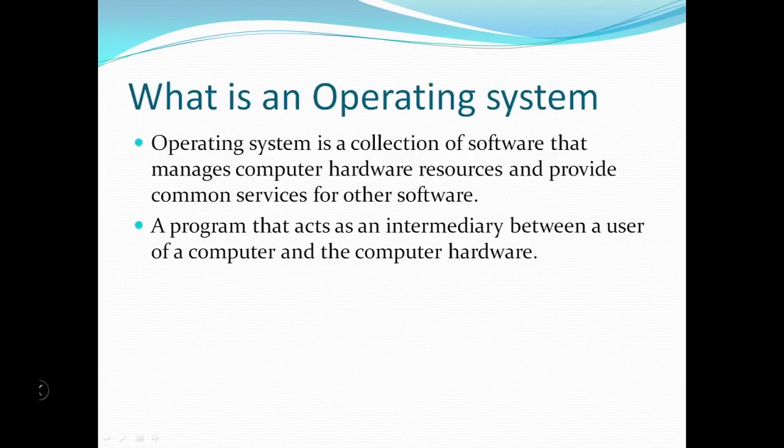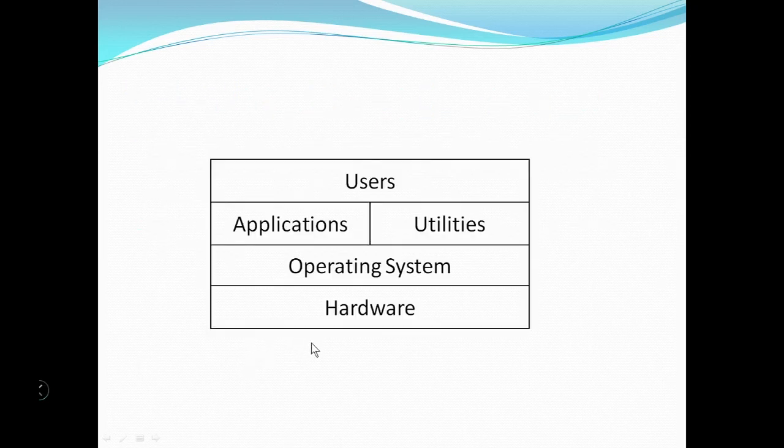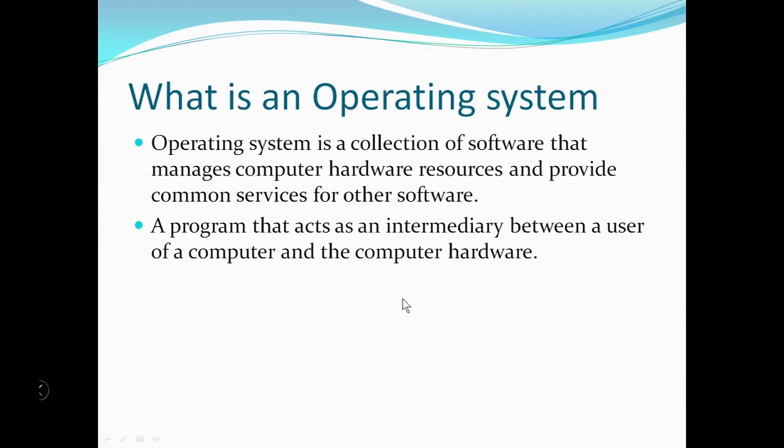So what is an operating system? We can define an operating system as an interface between users and the hardware. So the operating system acts as an interface between users and hardware. On the other hand, someone can say an operating system is a collection of software that manages computer hardware resources and provides common services for other software.